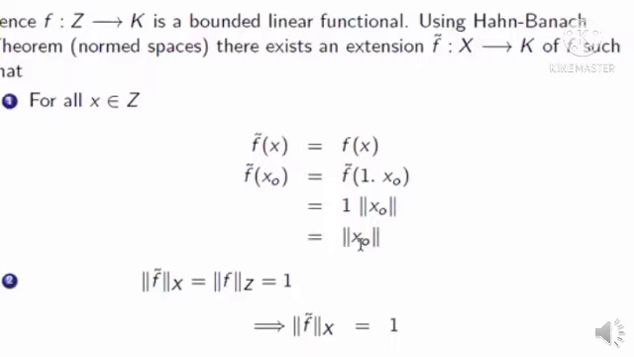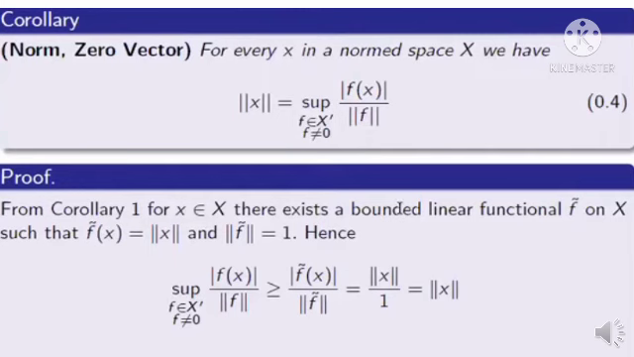Corollary number 2: non-zero norm and non-zero vector. For every x in a normed space x, we have the norm of x can be expressed as the supremum of the absolute value of f of x over the norm of f. Here the supremum is taken over all bounded linear functionals.